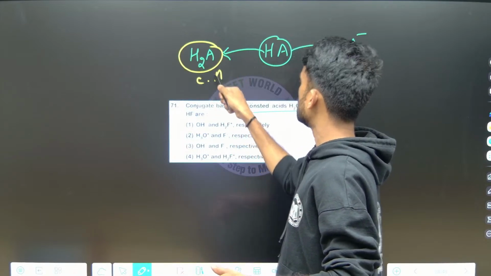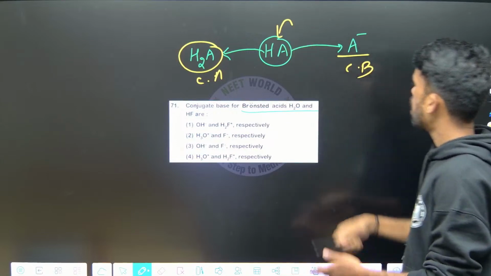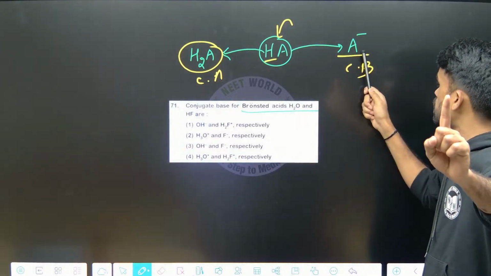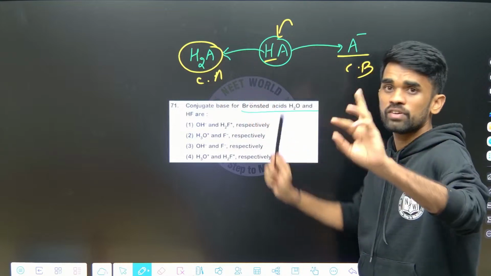This is the conjugate acid. This is the conjugate base of this molecule. So how do this one and this one differ? By one proton. Here one proton is less, here it is more. And how do these differ? These also differ by one proton.